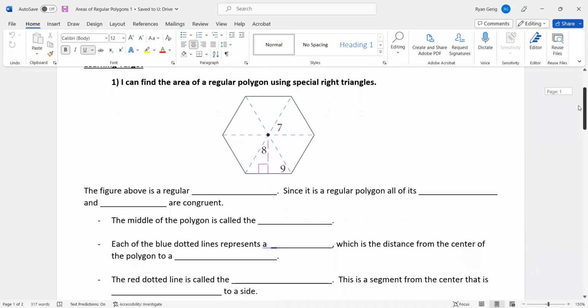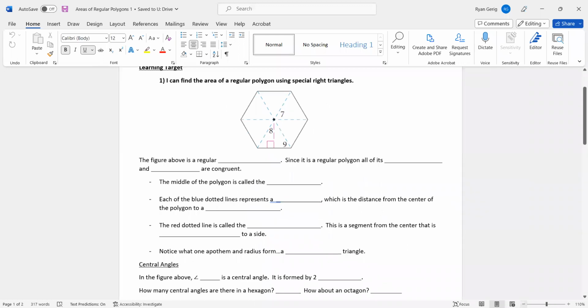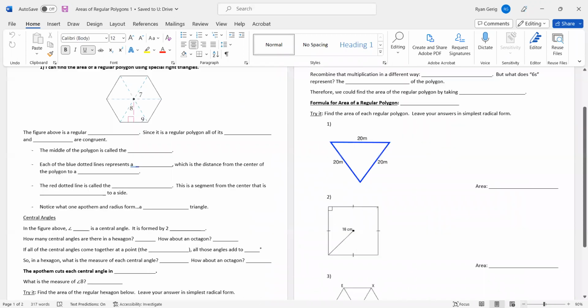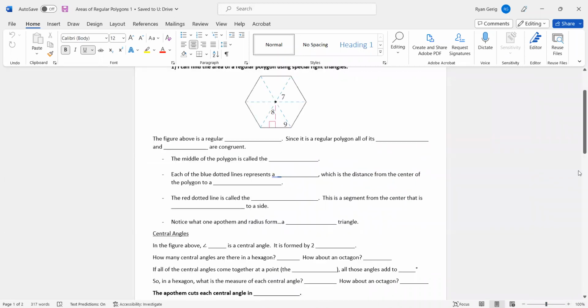So this one's going to have a lot of vocab that is essential for understanding this. So I'm going to try and make it so that you can see the whole thing at once. It's too small. I think that's probably good. All right. So the figure above is a regular hexagon. Nothing crazy there.